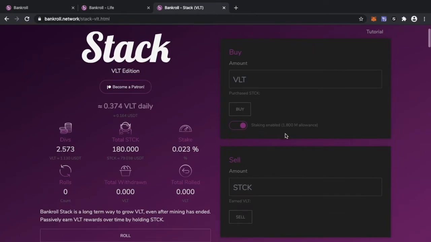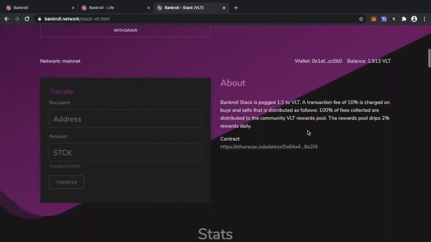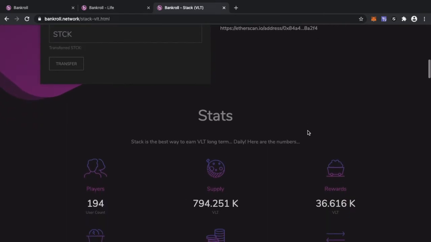Again, briefly, with Volt, there is only a 1.8 million supply at the moment, and that which to stake it. So this is a long-term way to grow Volt even after the mining stages has ended. So you passively earn Volt rewards over time by holding Stack.